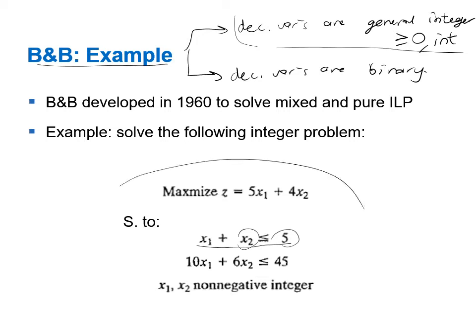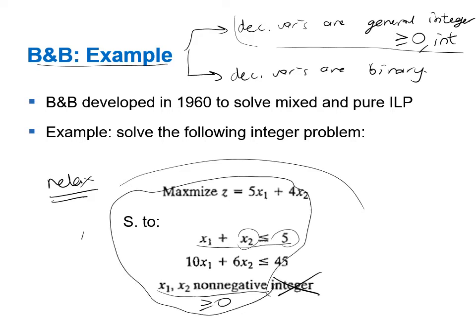And the algorithm says that in step 1, we relax this problem. Okay, relaxing means removing this integer restriction. So x1 and x2 are non-negative, meaning greater than or equal to 0. And this is now a linear program. The remaining part is a linear program, and we need to solve it. Of course, we can use the simplex algorithm to solve it, but since there are just two decision variables, we can use the graphical solution method to obtain a solution to this problem.